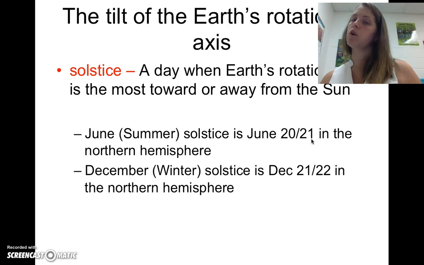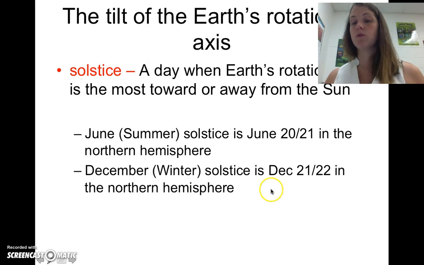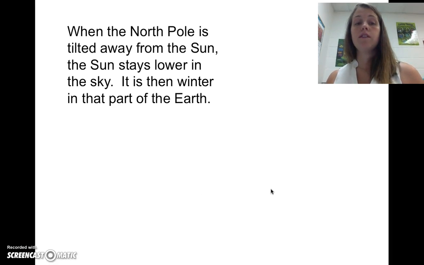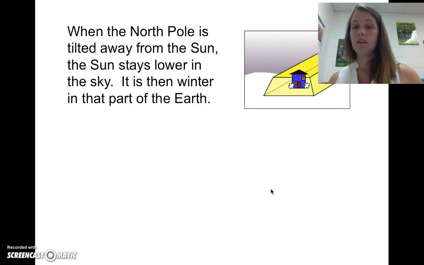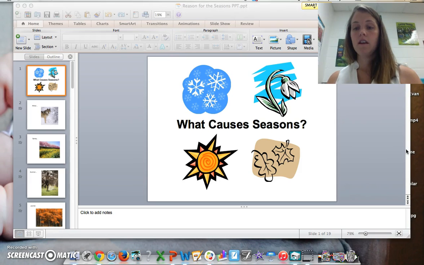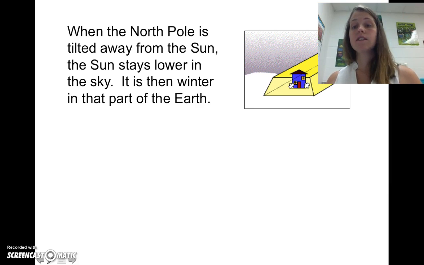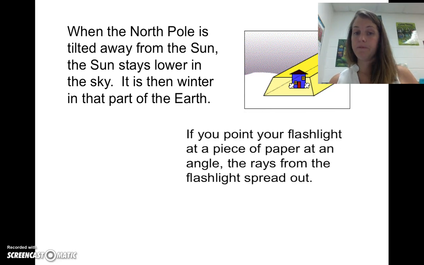When we are pointed most away from the sun, meaning when none of those direct sunlight beams are hitting over top of us, that would be the winter solstice, or December 21st or 22nd in the northern hemisphere. So when the North Pole is tilted away from the sun, like we're about to see right here, the sun stays lower, and it will only go across the sky like this. It won't go over the top. So that means the sunlight rays hit at an angle. And when that happens, it's winter time.